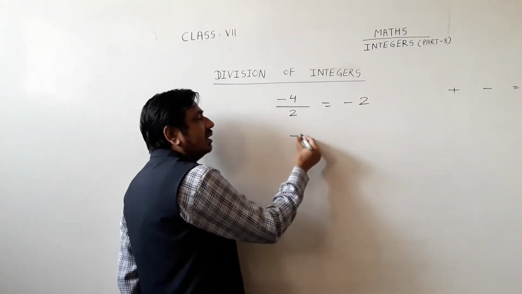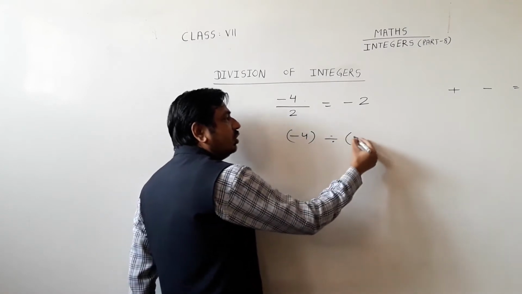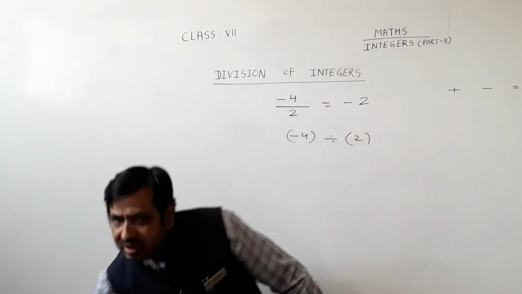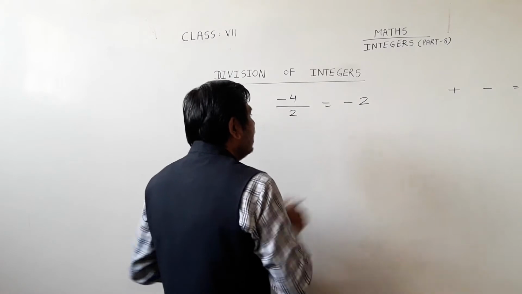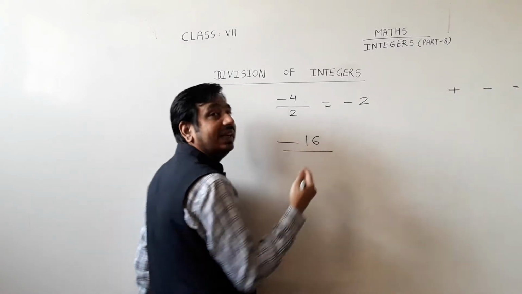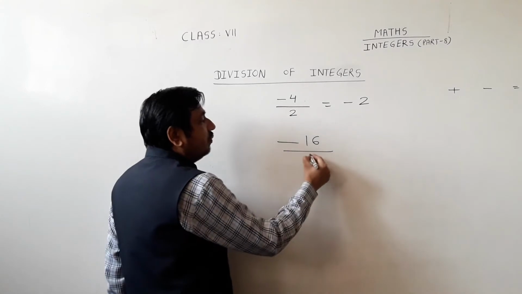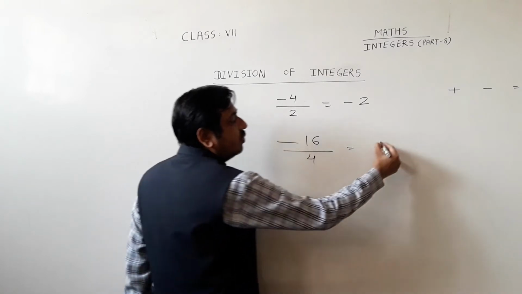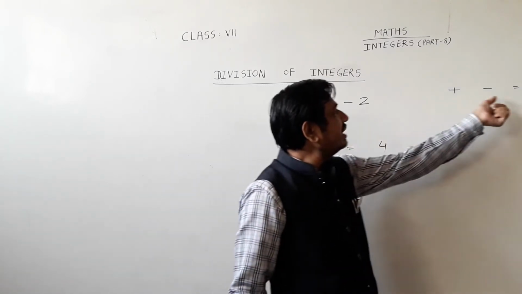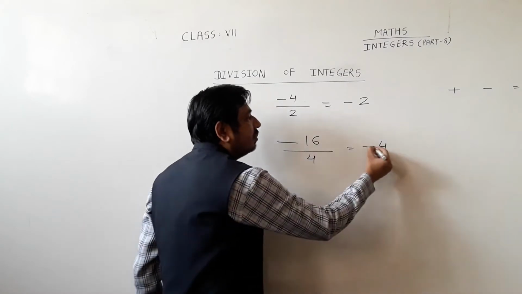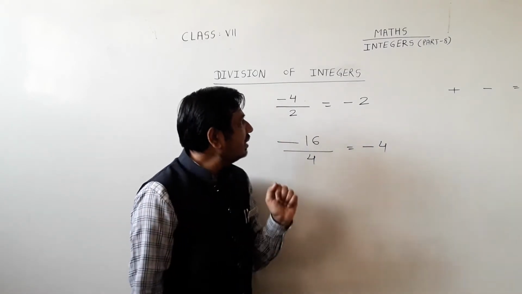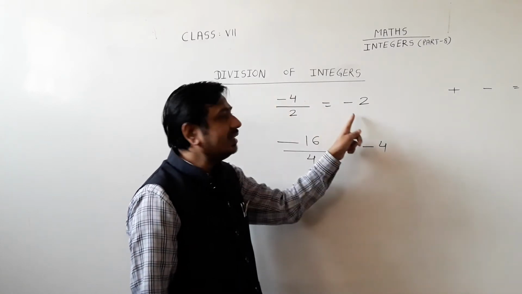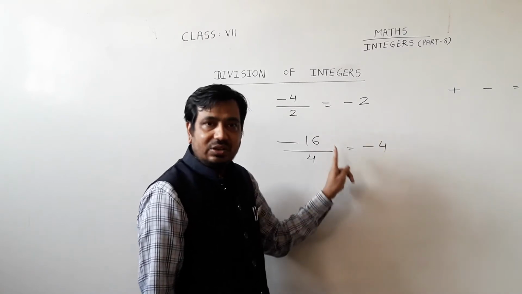Class, one more thing I want to clear. These are the same thing: minus 4 divided by 2. You may write it this way also. These and these are the same thing. Now class, we take one more example. Suppose it is minus 16, one integer, and we divide it by 4. So 16 divided by 4 is 4. Class, you know what the plus and minus combination gives? Minus, you get minus. So class, in these two examples, I divided a negative integer by a positive integer, and the resultant is negative. Okay class, remember this.